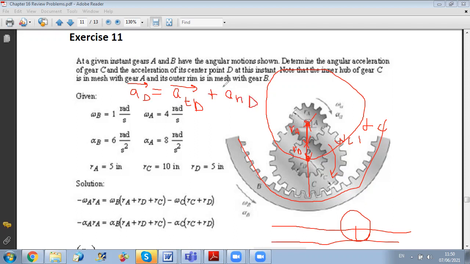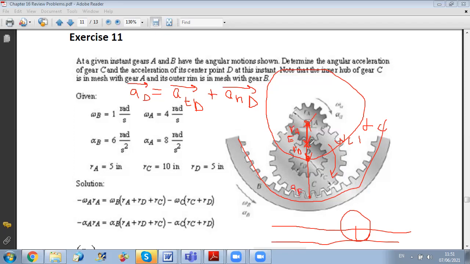Okay. Now, concerning the tangential acceleration of D, we can easily calculate it. Why? Because here you can find the acceleration of D along I by just relating the accelerations. And you already have the acceleration of E, and you have the acceleration of F.